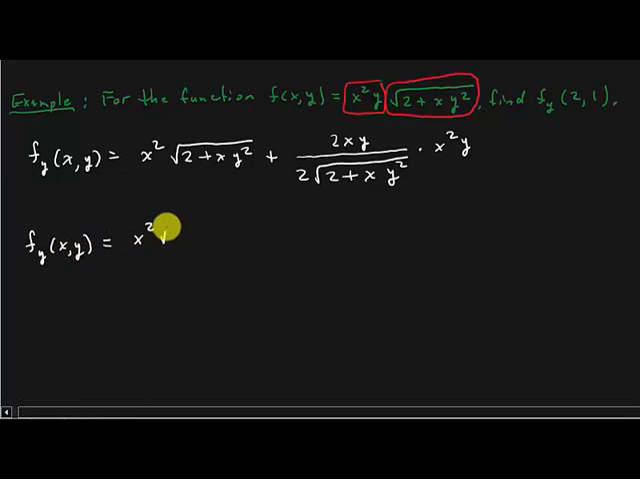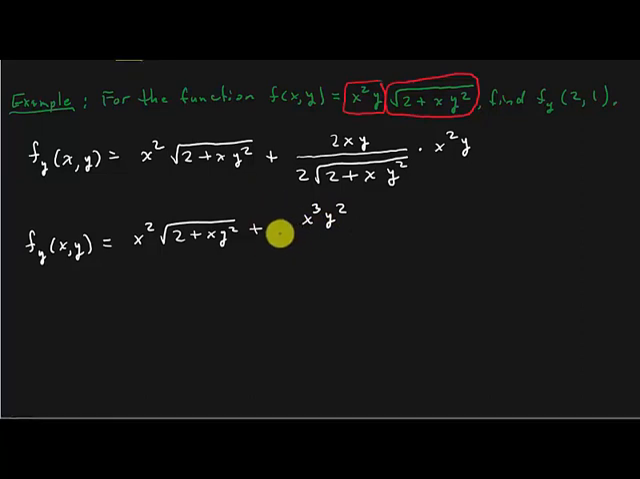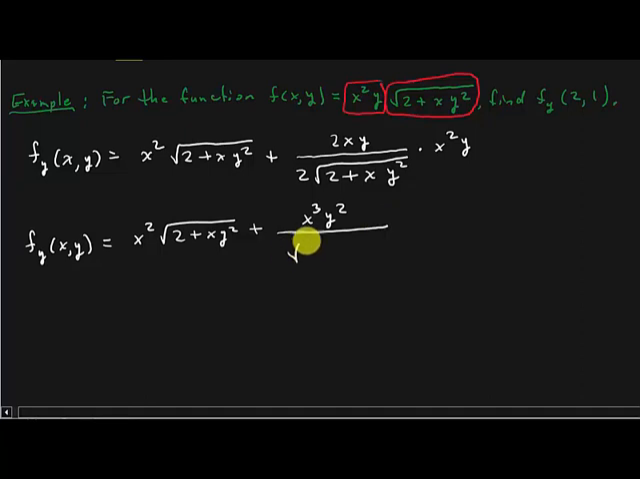So I've got x squared times the square root of 2 plus xy squared, plus, and then that is going to be 2x cubed y squared. I'm sorry. How about we do this? Let's cancel those 2's out. x cubed y squared over the square root of 2 plus xy squared. So this 2 and this 2 cancel out.